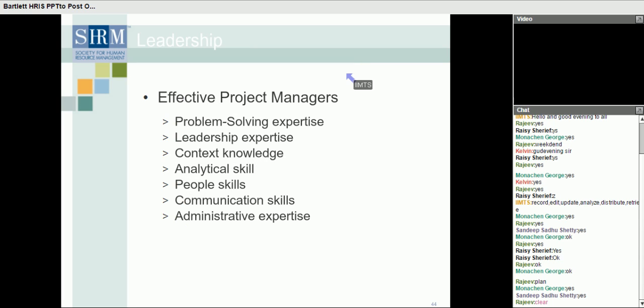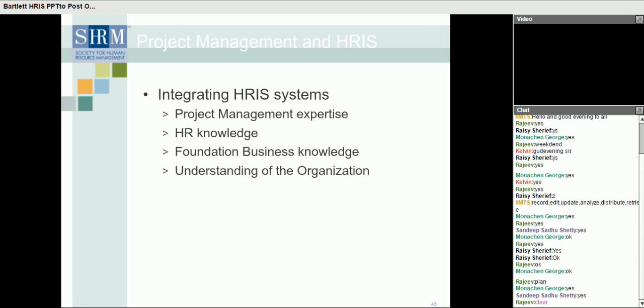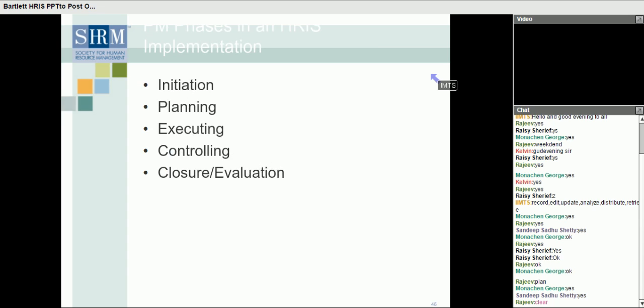What are the skills of the project managers? Analytical skill, people skill, problem solving skill, leader expertise, context knowledge, communication skill, and administrative expertise. So these are the skills which a project manager must have so as to get the project completed on time. Then integrating HRIS systems, project management expertise, HR knowledge, foundation business knowledge, understanding of the organization.